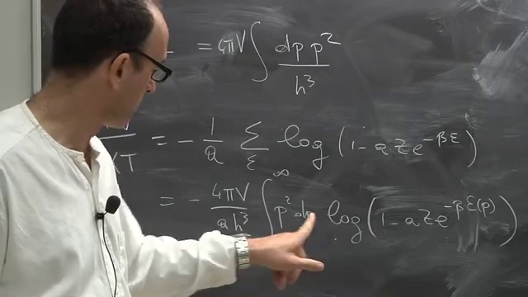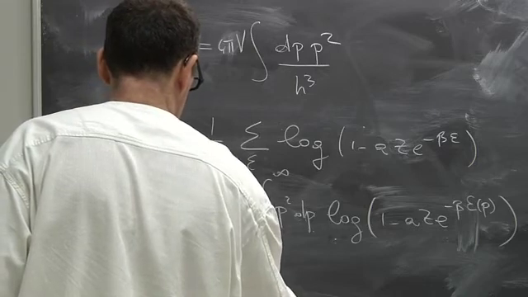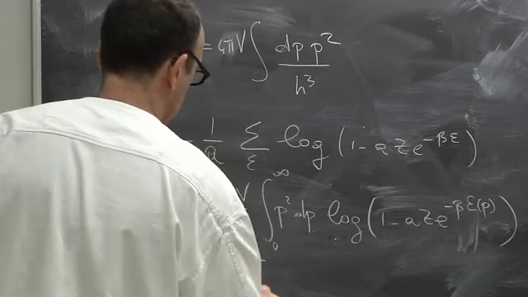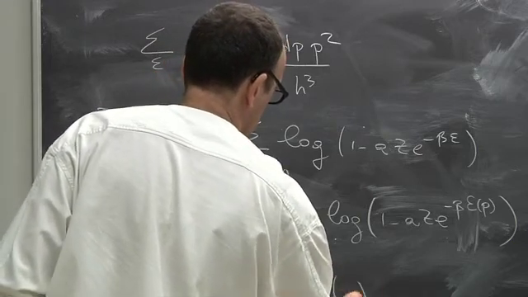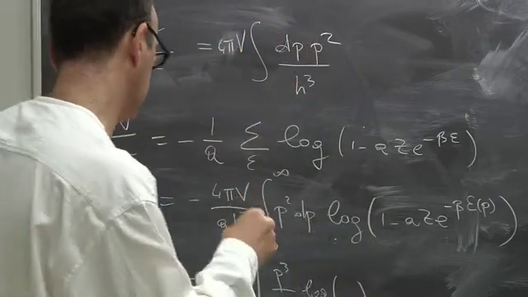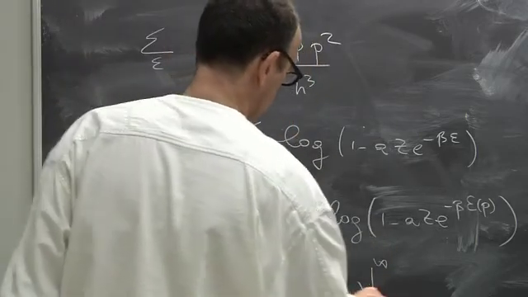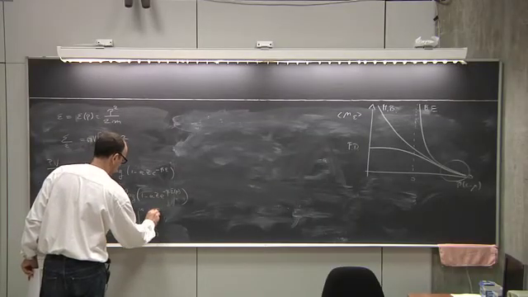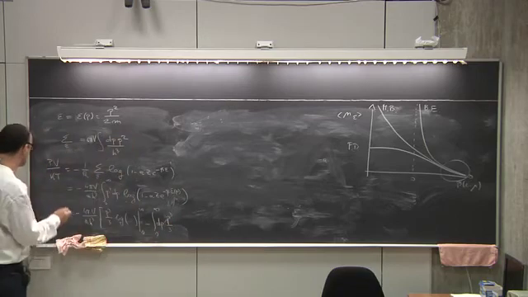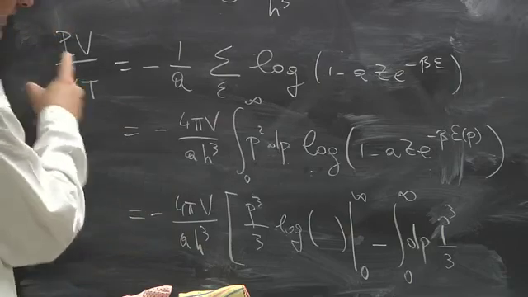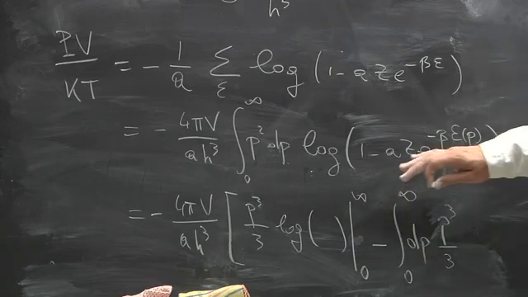to do an integral by parts. So I'm going to integrate this and differentiate this. So if you do this, this is minus 4 pi v over a h cube. And then the finite term is p cubed over 3 times the log of this thing. And then there is the other term, which is computed in 0 and infinity, where the momentum is equal to 0 or infinity. And it's minus the integral from 0 to infinity of dp of p cubed divided by 3. So this is pressure, okay? So this is big P and this is small p, okay? And then I have to put the derivative of this.